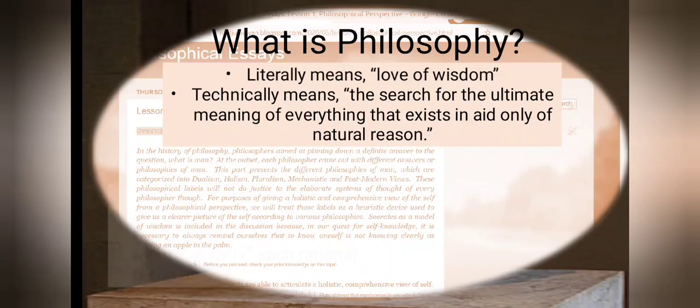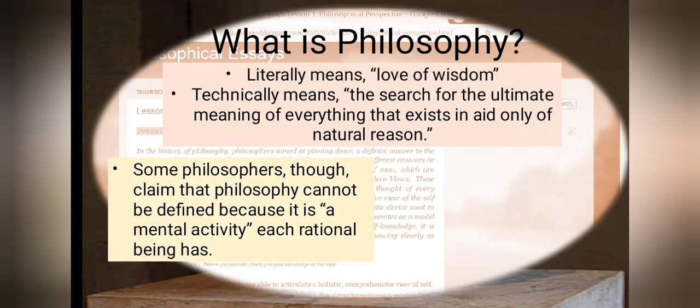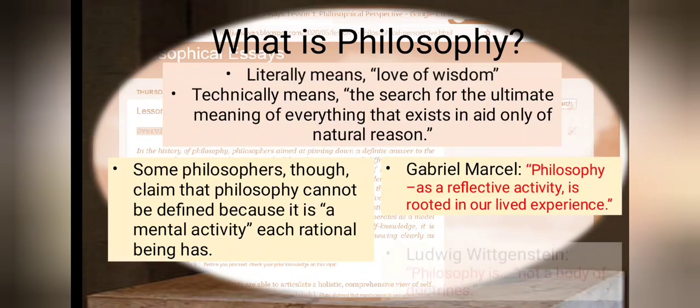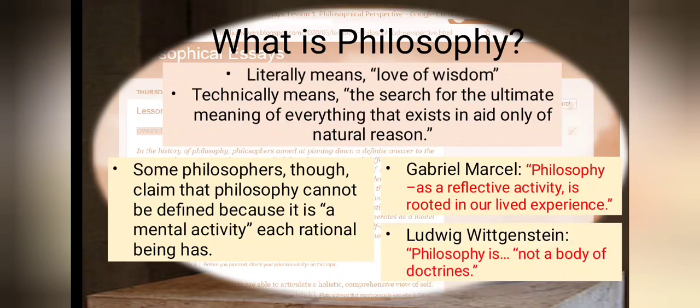Some philosophers, though, claim that philosophy cannot be defined because it is a mental activity each rational being like us has or is capable of. And this is clear in the words of Ludwig Wittgenstein and Gabriel Marcel. Ludwig Wittgenstein said that philosophy is not a body of doctrines because it is a mental activity. Gabriel Marcel also said that philosophy as a mental activity or a reflective act is rooted in our lived experience. The point of Gabriel Marcel is that each one of us, because we are rational beings, is capable of doing philosophy.